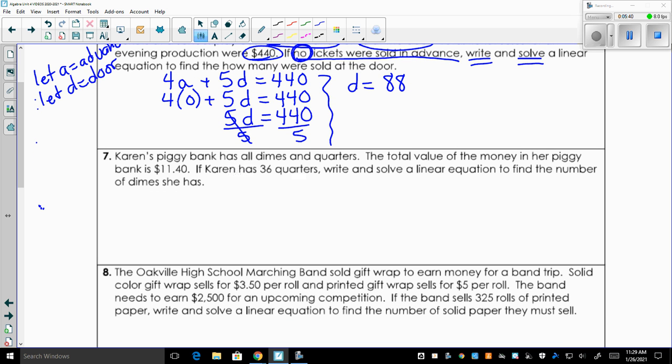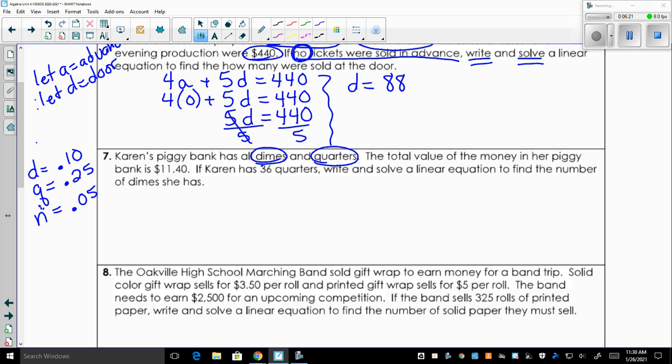All right. Karen's piggy bank has all dimes and quarters. Dimes, quarters, nickels are not going away. Guys, you need to know how much they're worth in decimals. A dime is worth 0.10. Okay, keep that in mind. A quarter is worth 0.25. A nickel, which I don't think we have any in this problem, but just for future knowledge, is 0.05. So just keep that in mind. A dime is 10 cents, a quarter is 25 cents, a nickel is 5 cents. And that's how you write it using decimals.